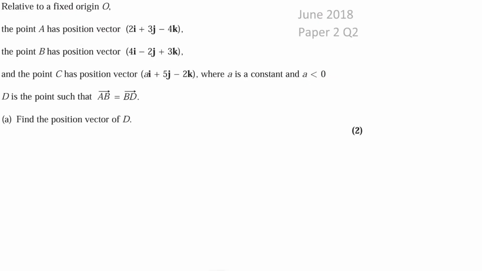And we're also told about another point D, and the point D is such that the vector AB is equal to the vector BD, and we need to use all this information to find the position vector of D. The position vector of D is OD, and for this question we're going to say that OD is equal to d, and we're going to use this in our equations.